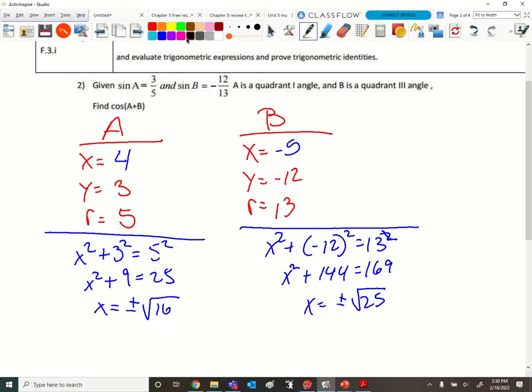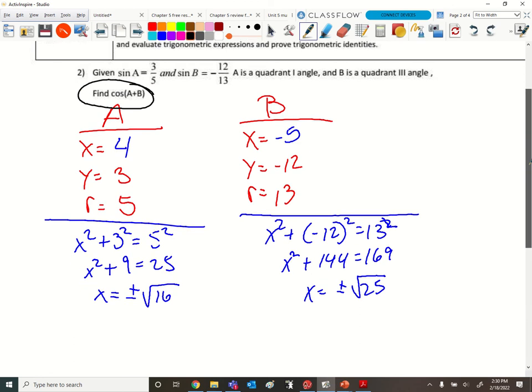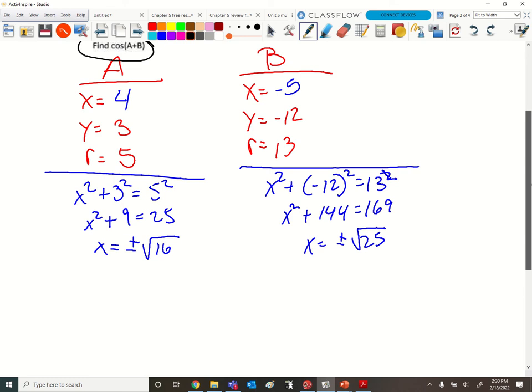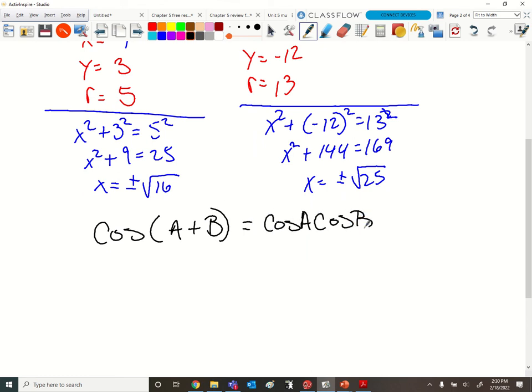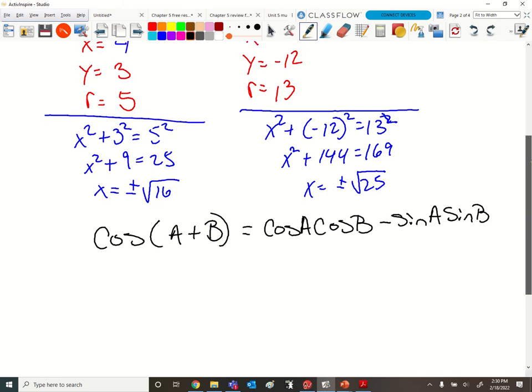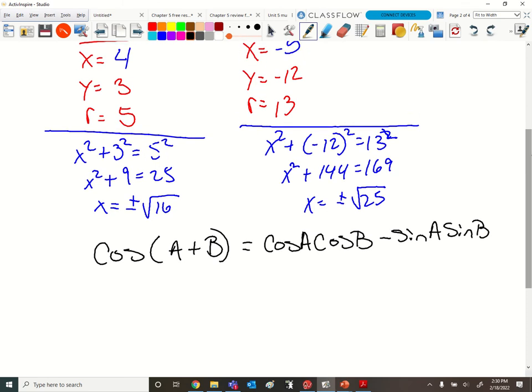Now I'm going to the actual question this time. It says find cosine of A plus B. So from my formula, cosine of A plus B is equal to the cosine of A cosine of B minus sine of A sine of B. And this is where I plug in the x's, y's, and r's from what I have.